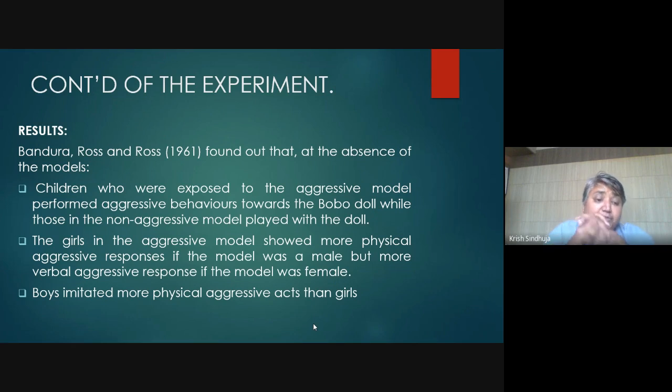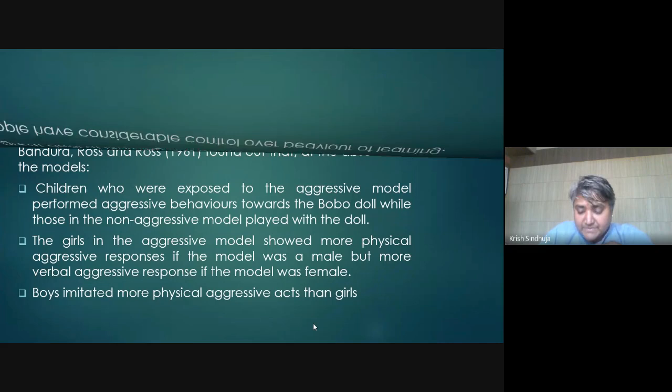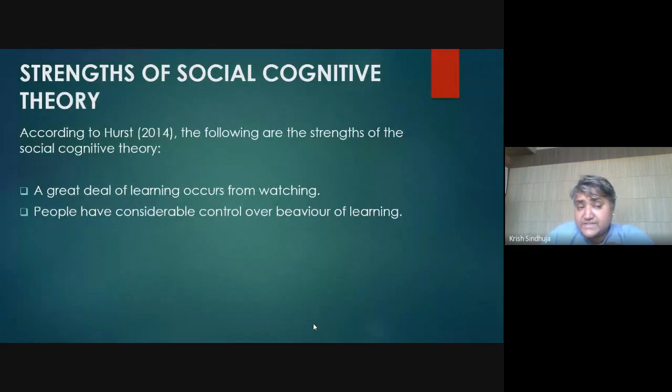So boys imitated more physical aggression acts than girls. It could be the physical strength also, but gender is a component that also comes in as a factor, and vice versa, based on the cultural context it varies. So that's the outcome of the study.